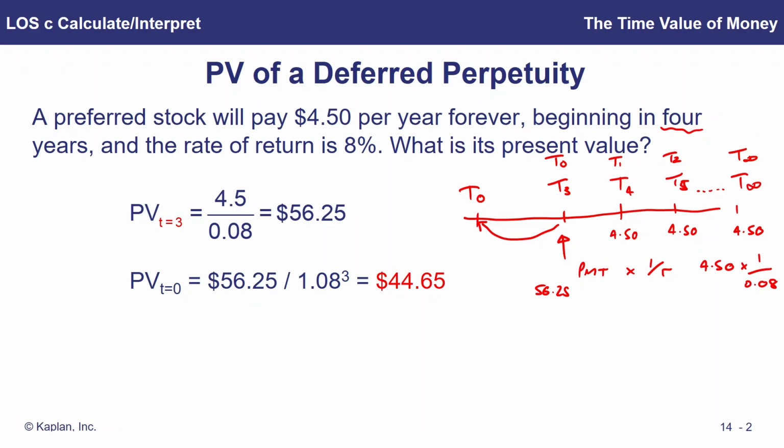You can either take 5625 and divide it by 1.08 to the power of 3, or as I like to do, 5625 times 1 over 1.08 to the power of 3, and get 4465. And of course, if you liked, you could do it on the BA2 Plus by entering a future value of 5625, N as 3, and I/Y as 8.